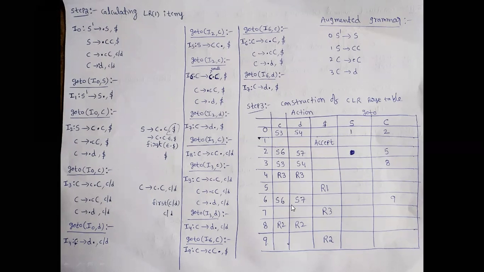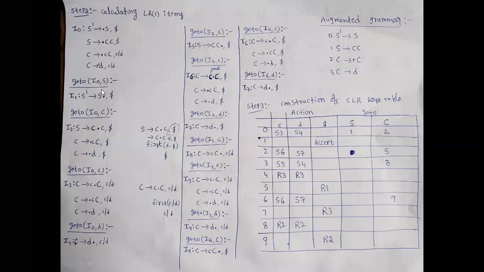Okay. So how many final items are there in this LR(1) item set? 1, 2, 3, 4. So final items are nothing but: S dash production with S dot, and S production with CC dot, and C production with small c capital C dot, and C production with D dot. So these are called final items.